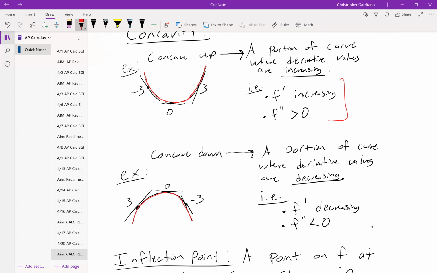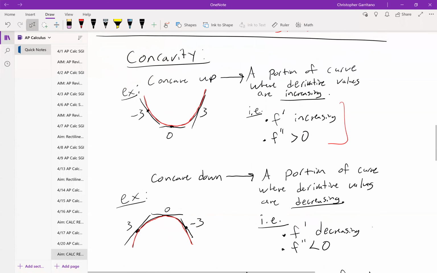And if a portion of curve has slopes that are in a decreasing pattern, we consider that curve to be concave down. Equivalently, that means f prime, the slopes, are decreasing. Or in other words, f double prime is negative. Okay, and these are equivalent.